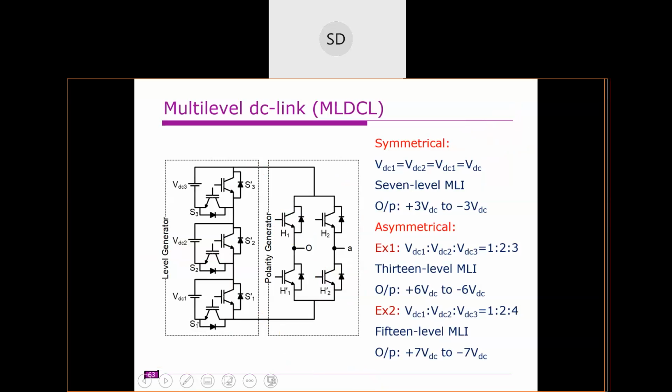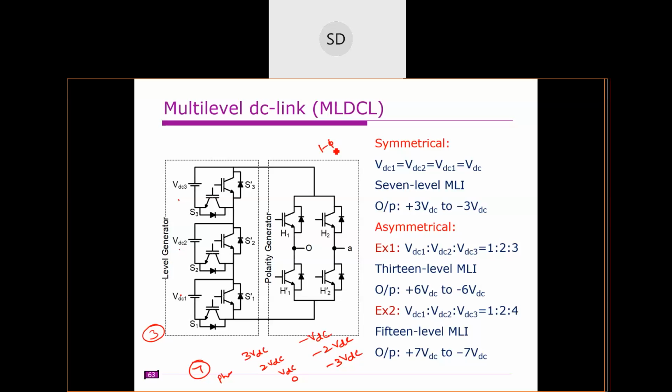So now, how many levels will you get if you assume that all are equal sources? This is VDC, this is VDC, and this is VDC. So that means you will get VDC, 2 VDC, 3 VDC, and 0. After the polarity generator, you get minus VDC, minus 2 VDC, and minus 3 VDC. So that means you can get 7 levels with 3 DC sources in the phase voltage, right? This is for single phase.